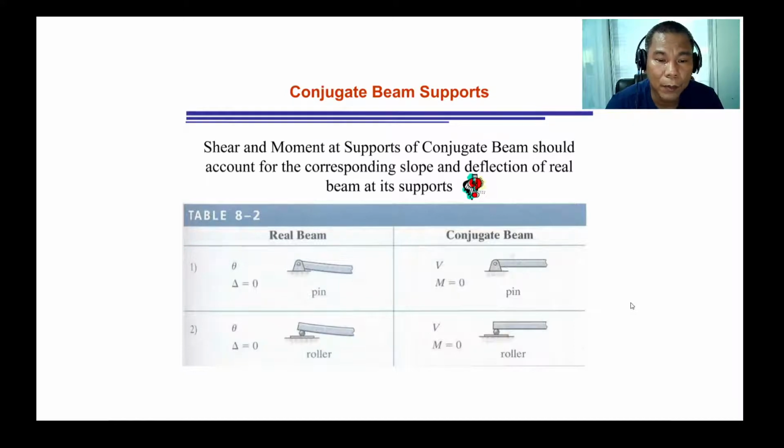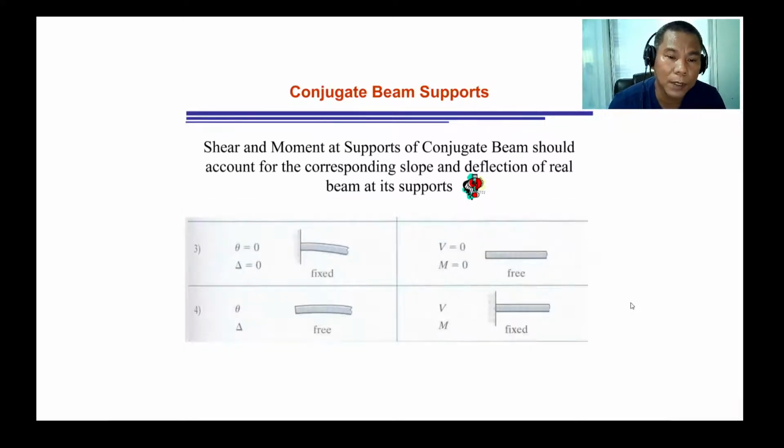For a roller support in the real beam, the conjugate beam is also a roller. Again, there will be no deflection or y displacement for a roller. That's why the deflection of the real beam is 0, so the moment of the conjugate beam is equal to 0, except for the slope of the real beam, which is unknown, and the shear of the conjugate beam, which is unknown.